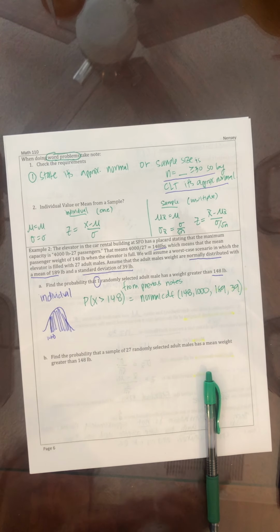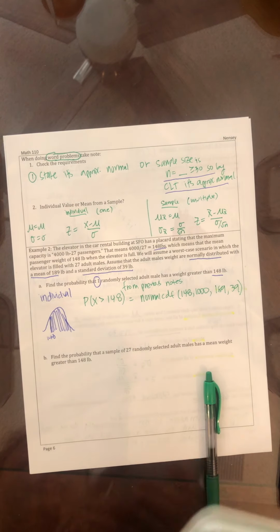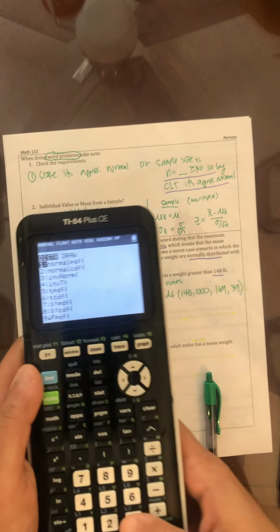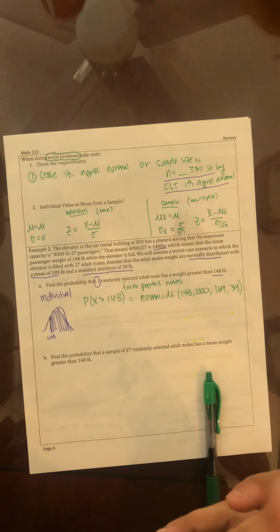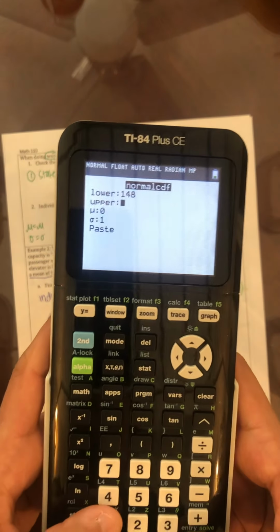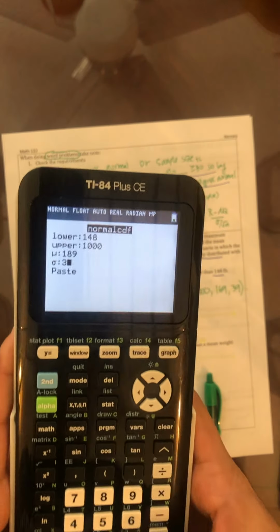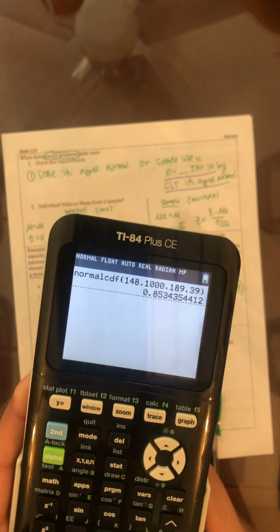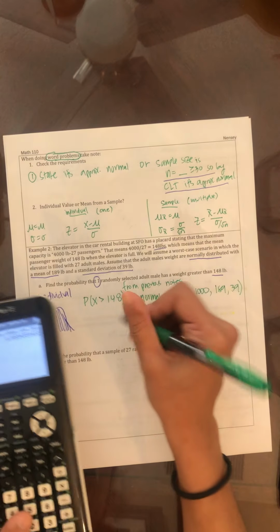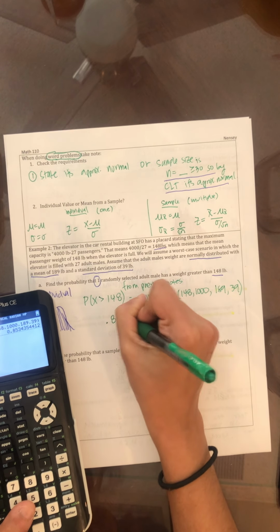So probability is the same as the decimal. So I'm going to do second vars, number 2, 148, 1,000, 189, and 39. And that's my answer: 0.853, and this is for one person.